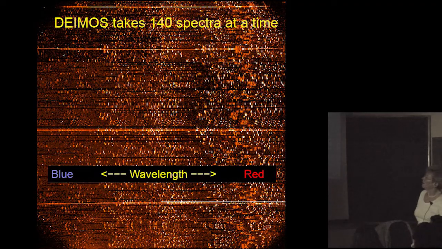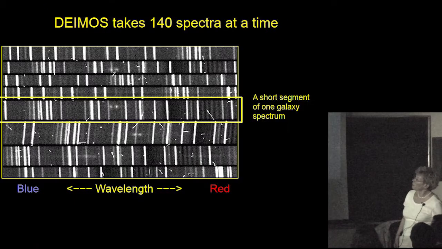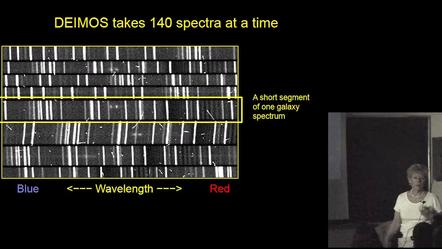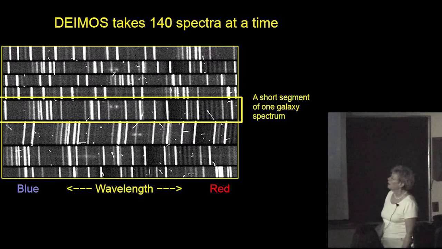So here's what information from DEIMOS looks like. A spectrum runs this way. There are 140 spectra here altogether. This is the blue end, and this is the red end. And now let's take a region here and blow it up so you can see it in more detail. Okay? Now it looks like there's a lot of information here. Look at all of these features here. This is blue, this is red. This is a region where lots of light is coming in. There's something there at that wavelength.